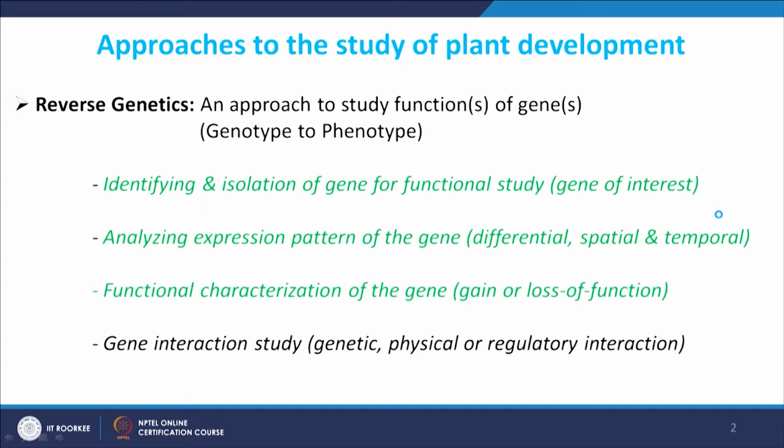processes in plants. We have covered how to identify a particular gene, how to choose a particular gene to study its function, then how to analyze its differential as well as temporal and spatial expression pattern at a particular stage of development or in a particular organ and tissue. Then we took this gene for the functional study, for which we mainly studied two approaches: one is the gain of function approach and the other is the loss of function approach.